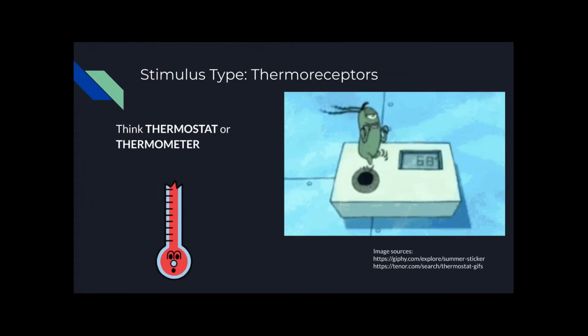So next we have our thermoreceptors. Whenever I think of these, I immediately associate them with a thermostat or a thermometer. This is because they are sensitive to changes in temperature like a thermostat. You can also think of a mercury thermometer, in which the mercury moves up or down based on the temperature of the environment. So thermostat and thermometer for our thermoreceptors.